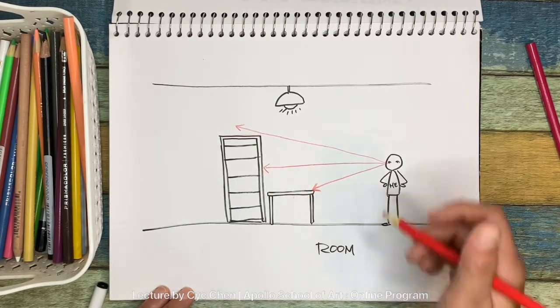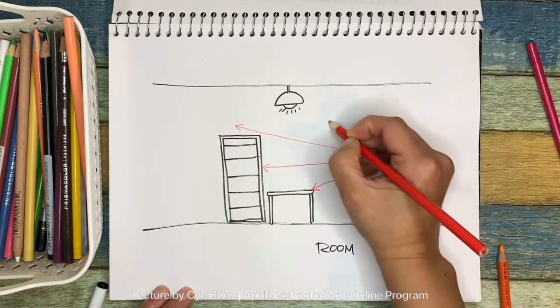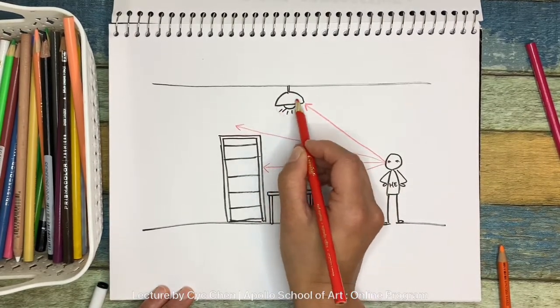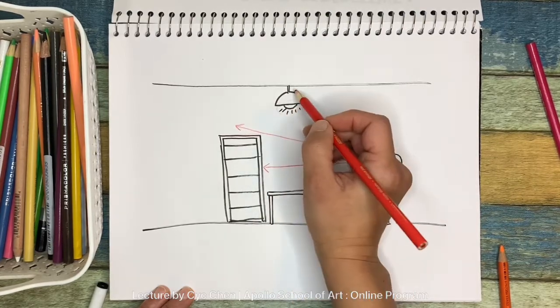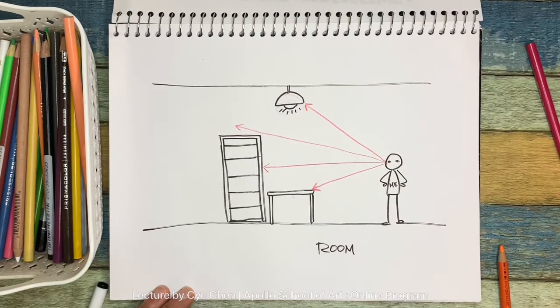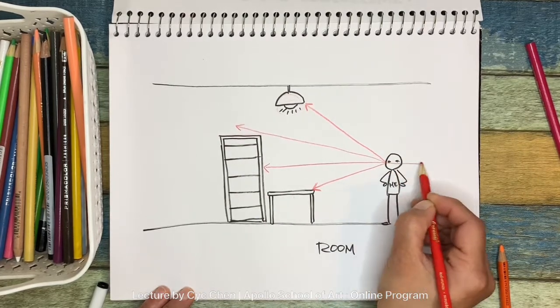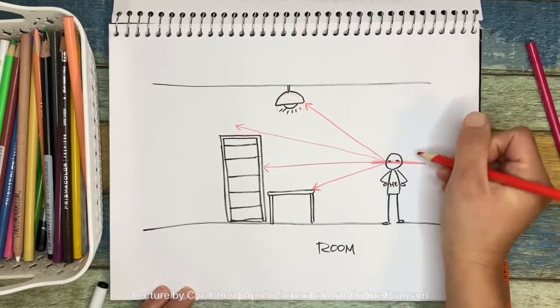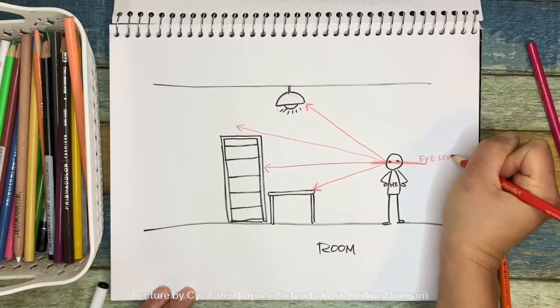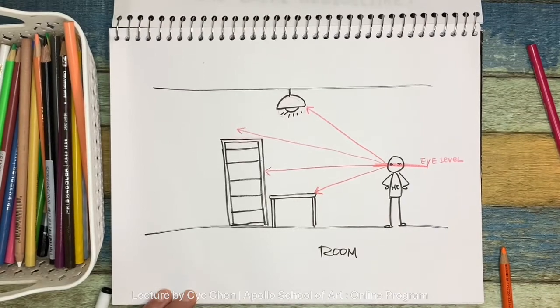bookshelf. And when I look up to see the lamp, I only can see the bottom part of the lights, right? I'm not able to see the top of the light. Okay, so this is my eye level. So how high, where is my eye? Eye level. So now it's more clear.